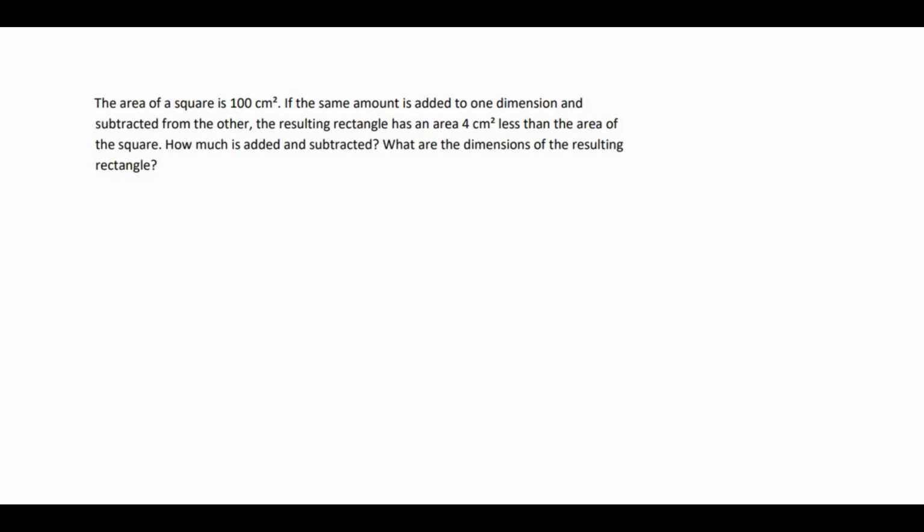The area of a square is 100 square centimeters. If the same amount is added to one dimension and subtracted from the other, the resulting rectangle has an area 4 square centimeters less than the area of the square. How much is added and subtracted, and what are the dimensions of the resulting rectangle? So I actually have 2 pictures to sketch out here: my original square and then the rectangle that I have after I make some adjustments to the original dimensions.